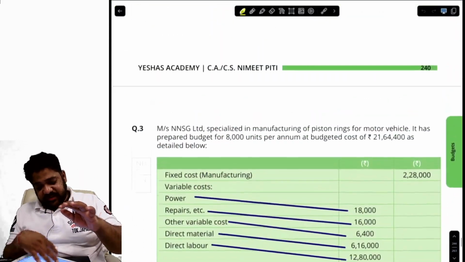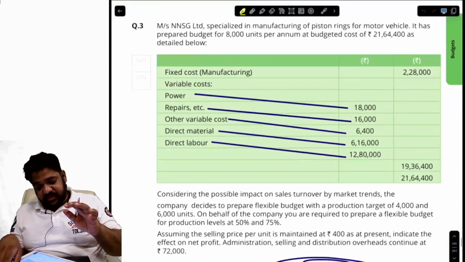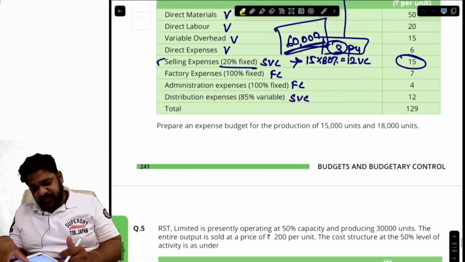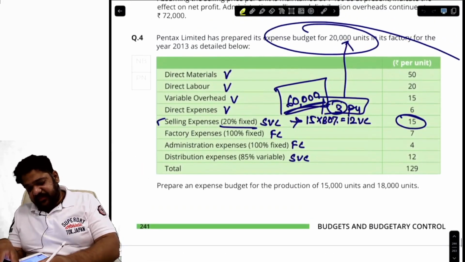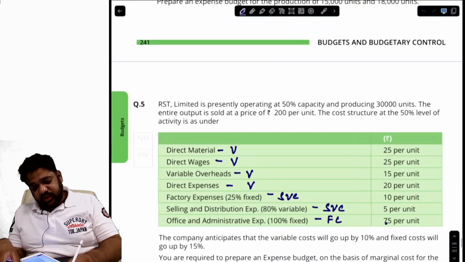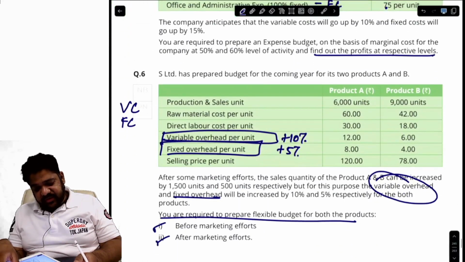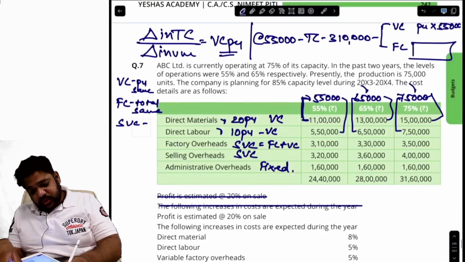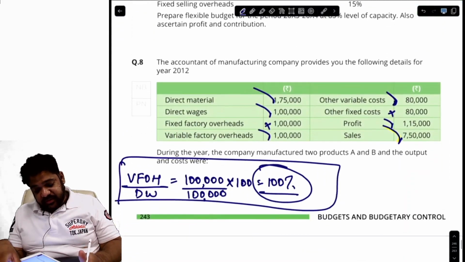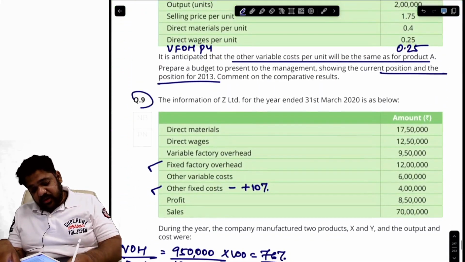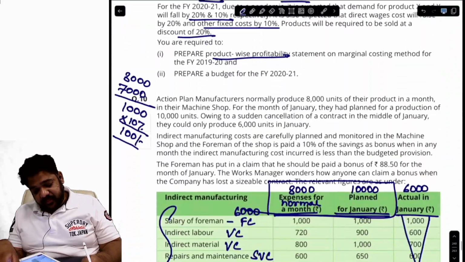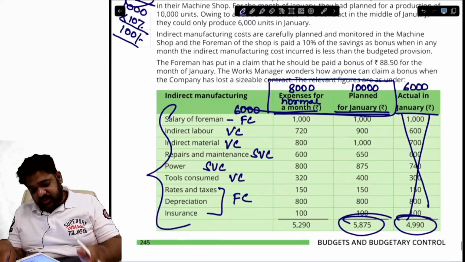So in terms of flexible budgets, what I want you to try out a day before the exam, I think you should be trying question number 5. That's a good one. You should be doing 7. Good question. You can do the ninth. You can do the 10th. That's all.